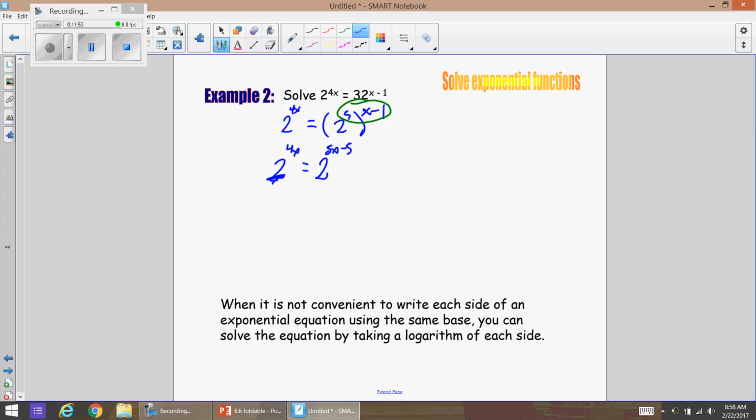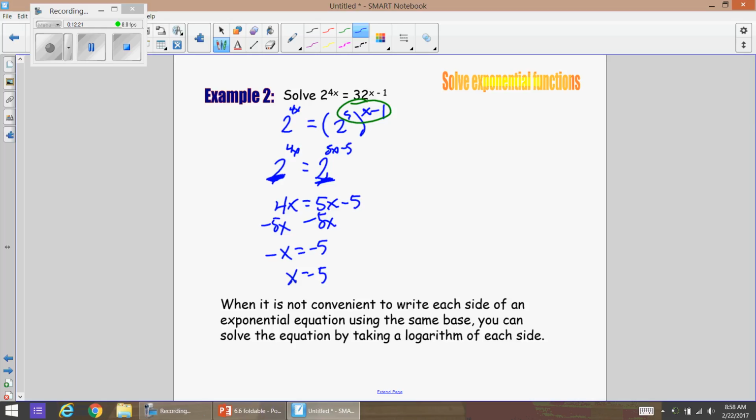Our bases are now the same. Okay, remember, you can pause me. I'm only going fast because I know I taught you this yesterday. So if you're learning this for the first time, please pause it and do the math by yourself. If I'm going too fast, just pause me and do it step by step. Okay, so x is 5, and I don't need to check it because I started with an exponential.